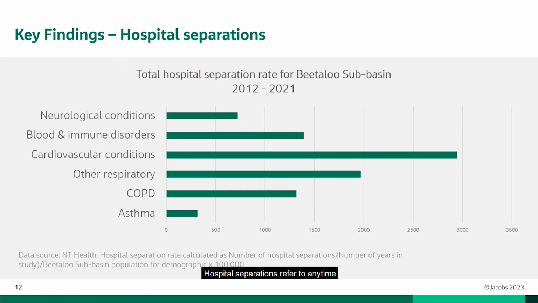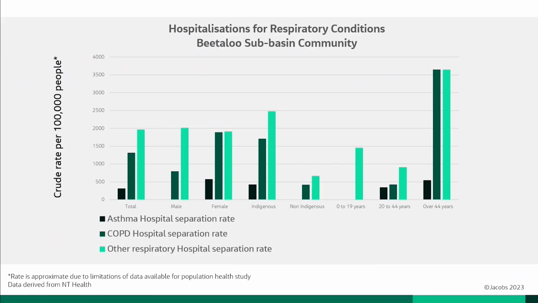Hospital separations refer to any time a patient leaves a hospital, which might be because of death, discharge, signing out against medical advice, or transfer to another health facility. Cardiovascular and respiratory conditions are the leading indicator health conditions for hospital separations in our study area.